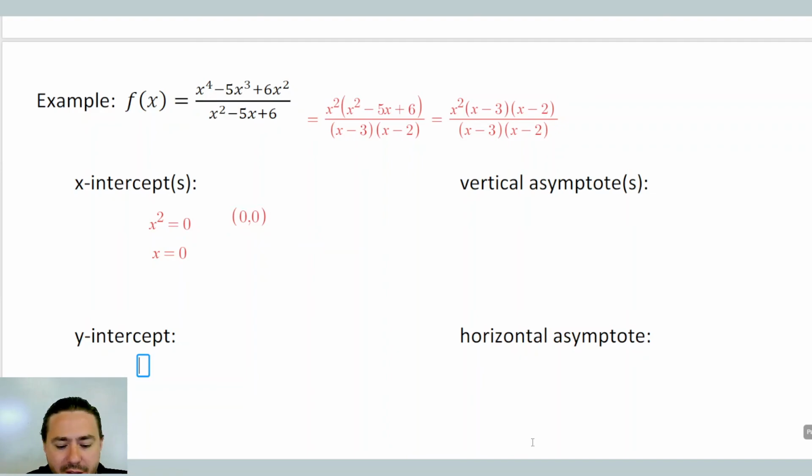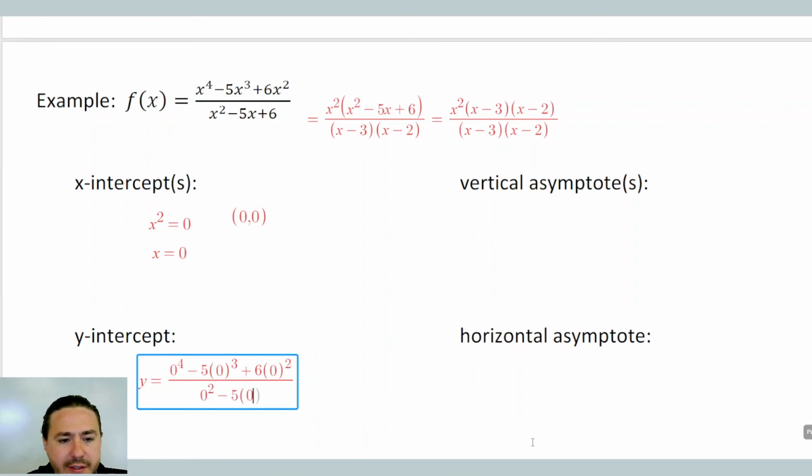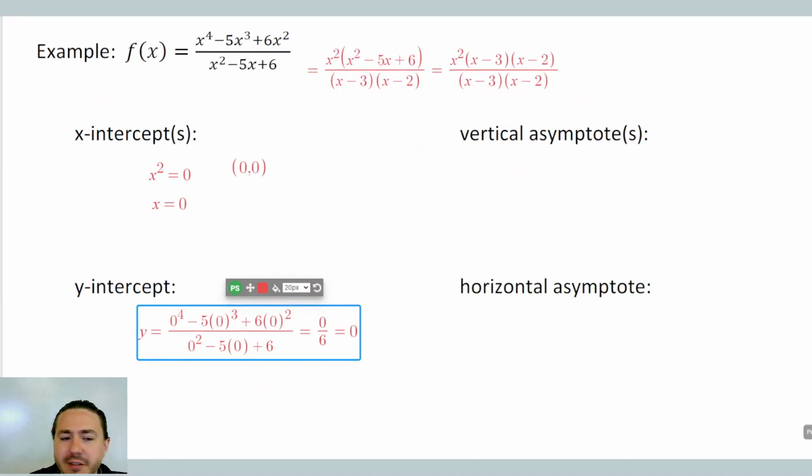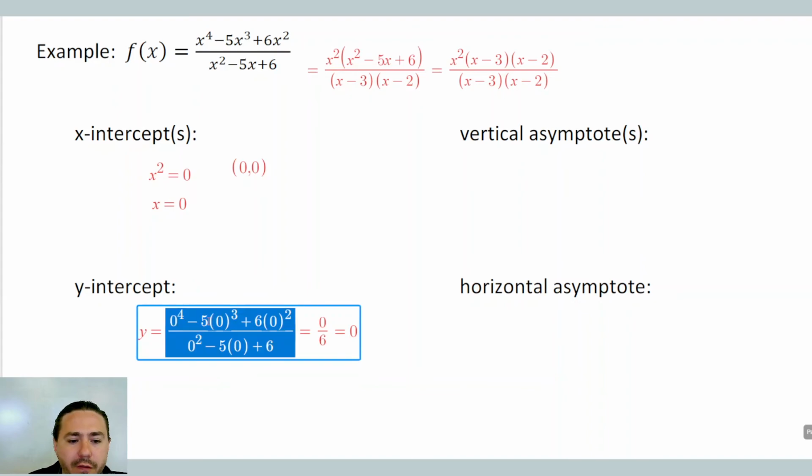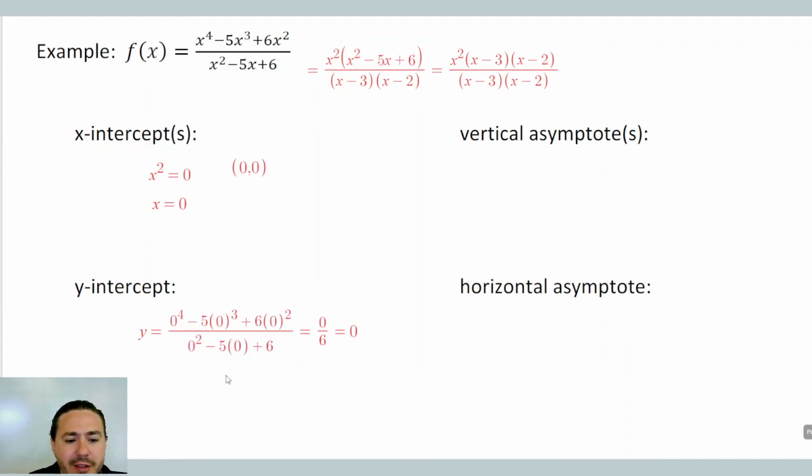But you can always double check if you don't believe me and say, okay, well, 0 to the 4th minus 5 times 0 cubed. So really we have so far 0 plus 0 plus 6 times 0. So the numerator is going to be 0. And the denominator is going to be positive 6 because we've got 0 squared minus 5 times 0 plus 6. The only constant there that's not 0 is the 6. So this is going to equal 0 over 6, which, like I said, is just going to be 0. So the x-intercept and the y-intercept are the same point. You don't have to go through all this if you notice that. If you got an x-intercept that's at 0, right away you can just say, okay, that's going to be the y-intercept as well.